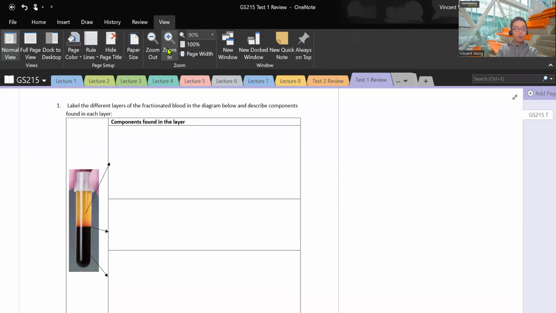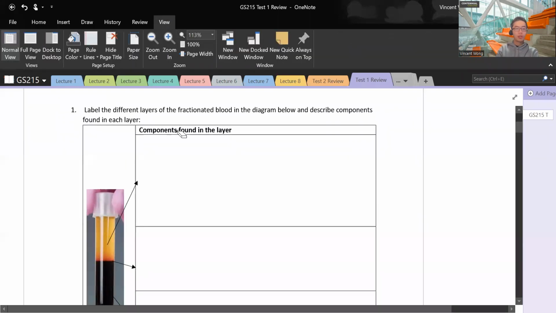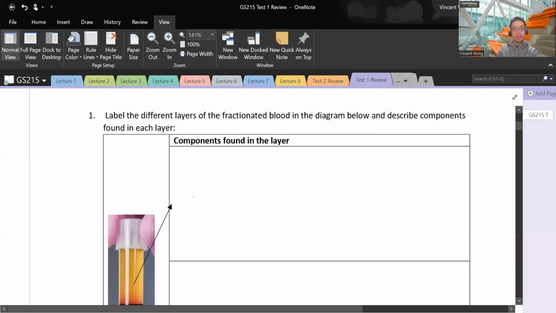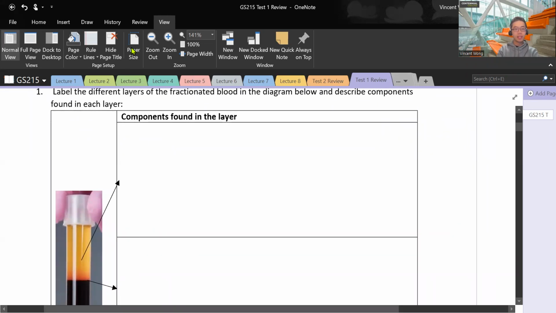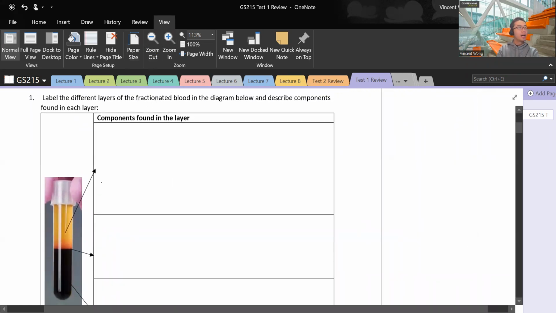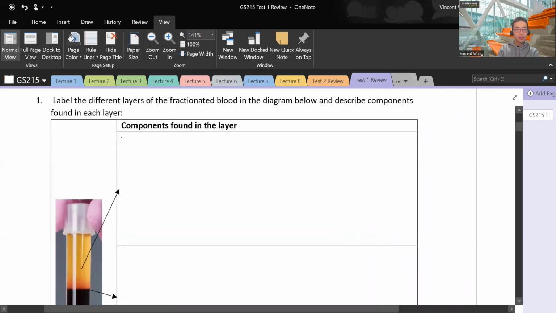So what do we call this yellowish portion? Anybody? Just trying to make this a little bit more interactive than our usual lessons because it is a review. That's correct, plasma. Sorry, so I'm going to put right here, plasma. Probably going to zoom in a little bit because there are a lot of things we have to write. Plasma. And plasma makes up approximately 55% of your total blood volume.